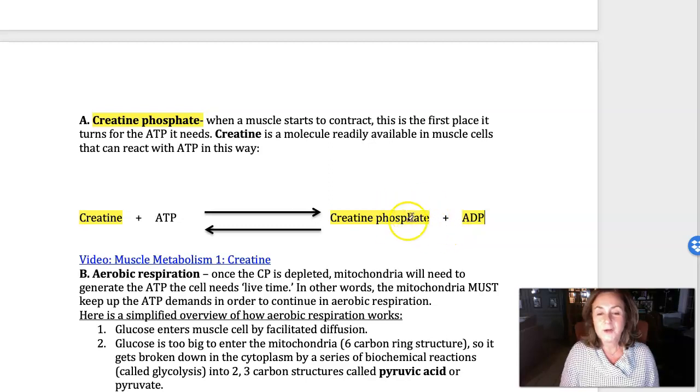But here's the thing, when your muscle starts to contract, because I can make a lot of this creatine phosphate and stockpile it and store it up for later, then I could quickly run this reaction in reverse, take the phosphate off of creatine, drop it onto the ADP, giving me ATP and creatine.